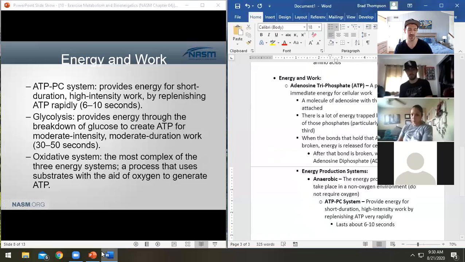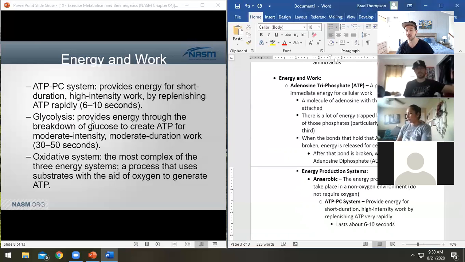So what happens in the ATP-PC system is you have a molecule of ATP that has been broken down at some point, and you're left with ADP, adenosine diphosphate. But your body also produces this other really cool material that you're probably familiar with called creatine. That's what the PC stands for: the phosphocreatine side of things. The adenosine triphosphate phosphocreatine system.